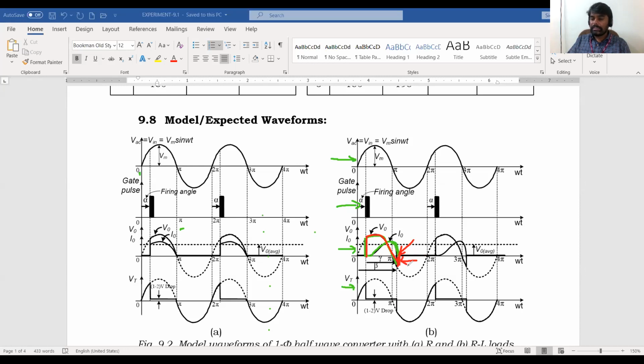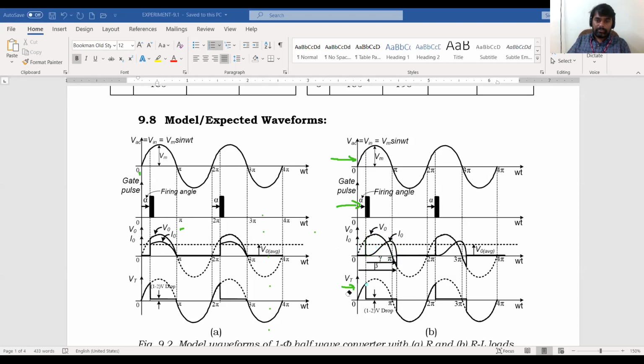And due to presence of this negative voltage, the average output voltage is getting reduced. That is the main drawback with the RL load. Now you can see from alpha to beta, the thyristor is in conduction state. So this is the conduction angle. You can see gamma is the conduction angle, right?